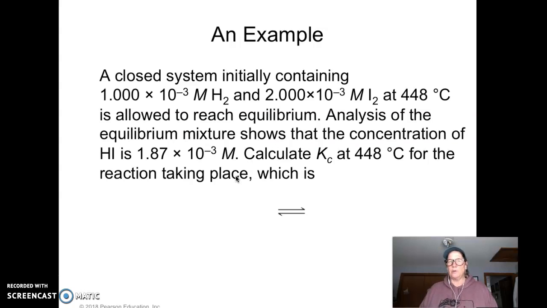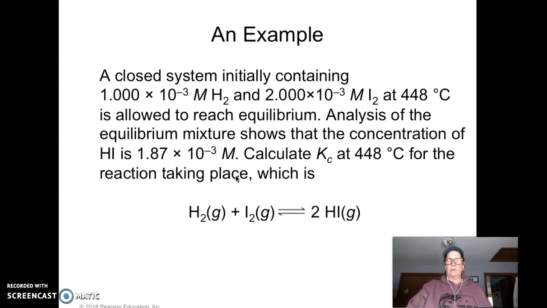Here's an example. We have a closed system, and that's important. We need a closed system. We have our concentration of H2 and our concentration of I2, so hydrogen gas and iodine gas, and they've got the temperature. It's allowed to reach equilibrium, and we're going to make hydrogen iodide, and that's its concentration. We're going to calculate the K sub C, the equilibrium constant, at 448. When we're just doing equilibrium, we don't need to worry about the temperature. Later on, when we're talking about pressure, then the temperature comes into play.